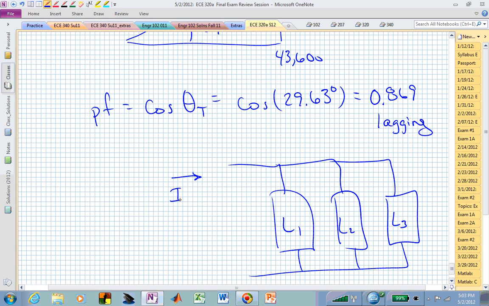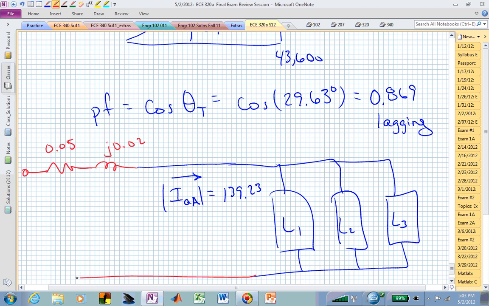And now we found the magnitude of I sub AA to be 139, whatever it was, 0.23 coming through the line. But now if somebody says there's actually some impedance in that line of 0.05 plus J 0.02, we could find V sub AN. And then if we wanted the line voltage at the sending end, if we just wanted the magnitude, we would have to scale this magnitude by the square root of 3 to find the line-to-line voltage at the generator terminals of that system.